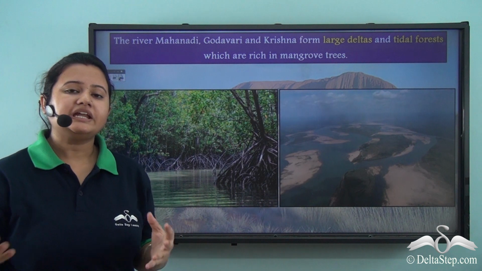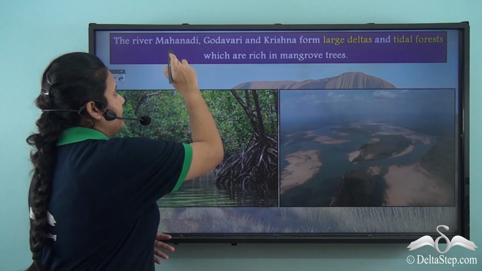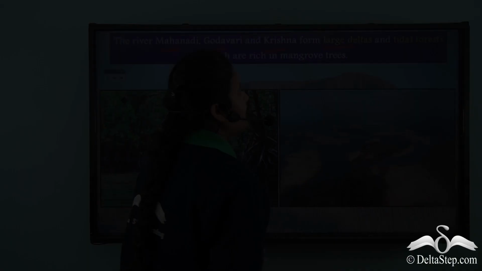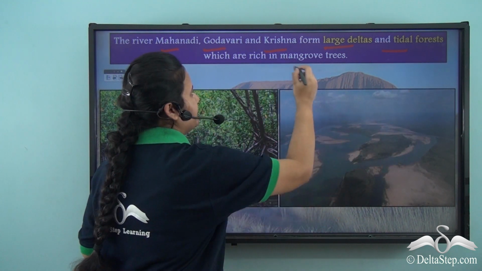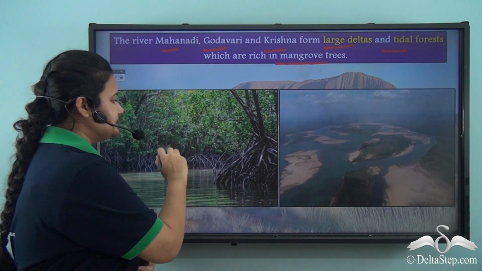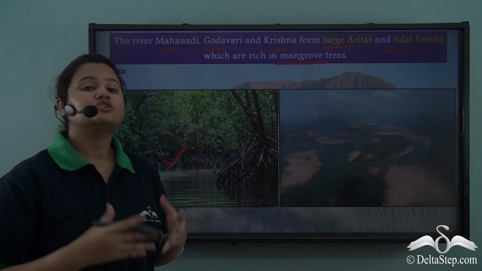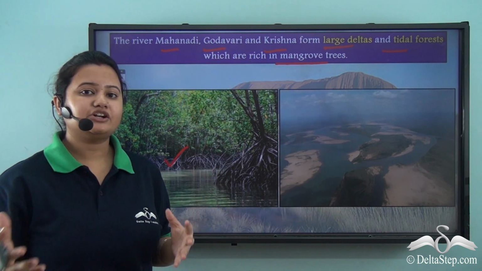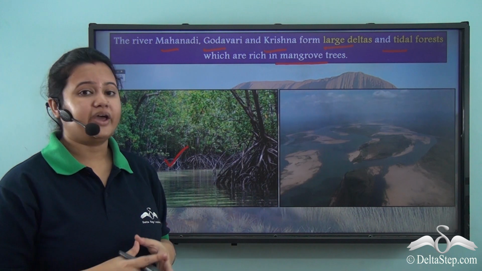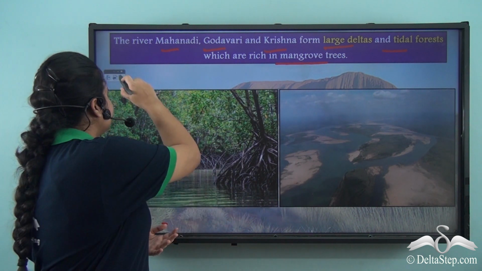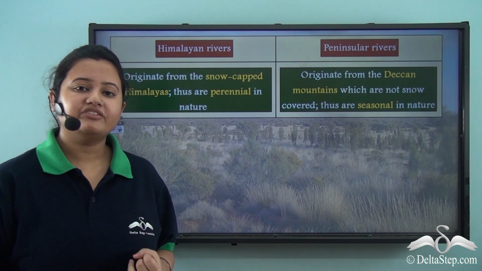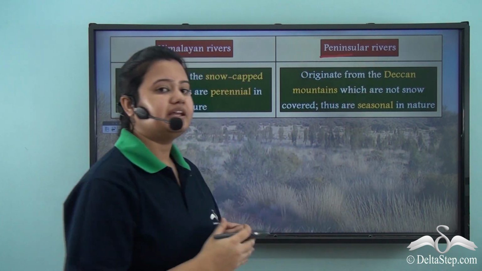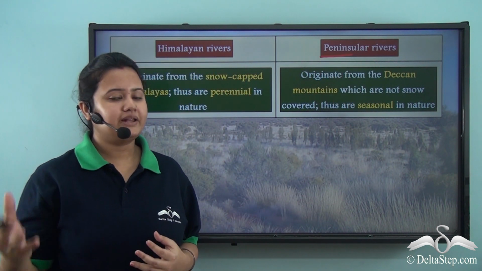Now the rivers draining into the Bay of Bengal like Mahanadi, Godavari and Krishna form large deltas. Also, tidal forests rich in mangrove trees develop at the deltaic regions of these rivers. So, the mouth of these rivers like Mahanadi, Godavari and Krishna are characterized by large river deltas where tidal forests develop. So, river Godavari, Krishna, Kaveri and Mahanadi are important peninsular rivers and they drain the region of Peninsular Plateau.